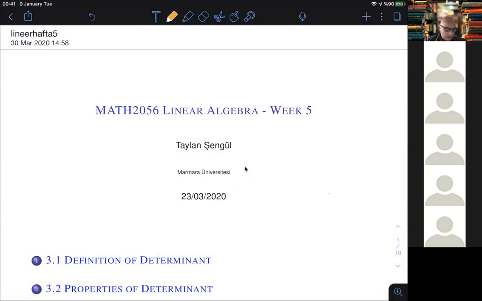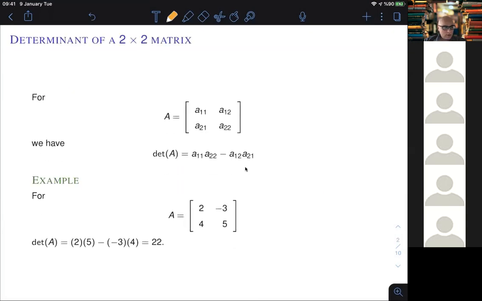Okay, so we finished chapter 2 now, and we're going through chapter 3, which is about the determinant. At first we will just learn the basic rules and properties of determinant, and later we will see why it is useful. Okay, so let's start with the very basic.